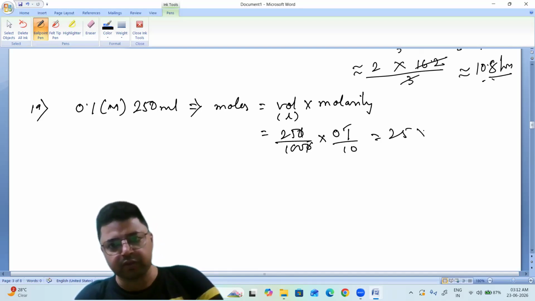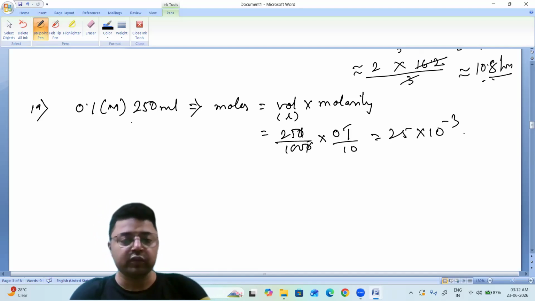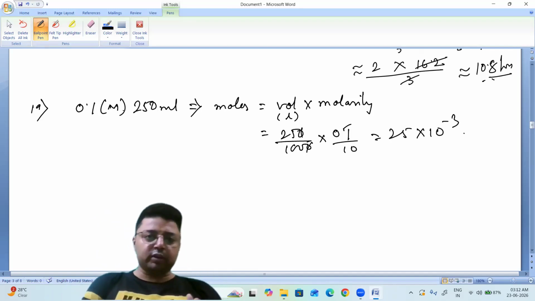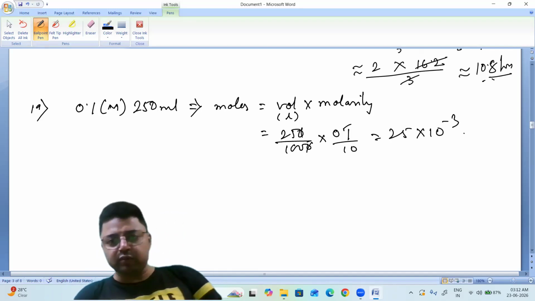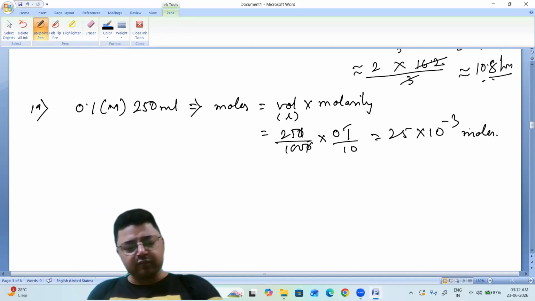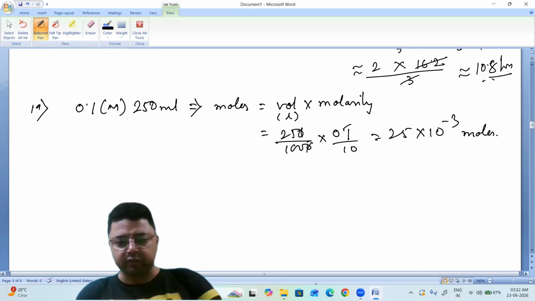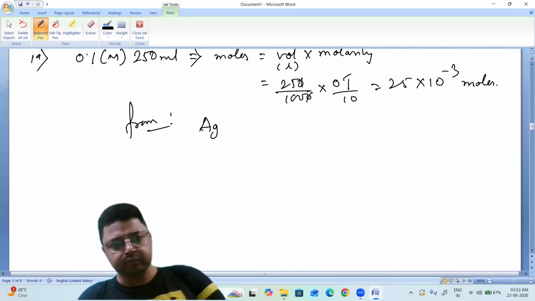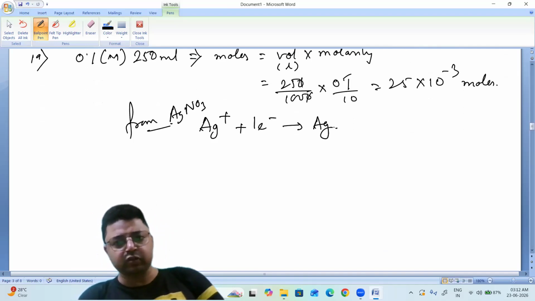It will be nothing but 25 times 10 to the power minus 3. And as 250 ml contains both 0.1 molar AgNO3 and 0.1 molar AuCl, in both cases this will be your number of moles. But for this question, this information is also null and void. It is not required. But I'm still going to show you one thing: from AgNO3 you will get Ag plus, and it takes one electron and gets deposited.